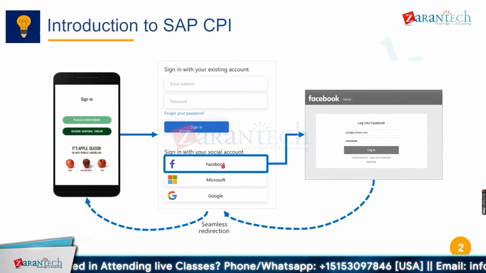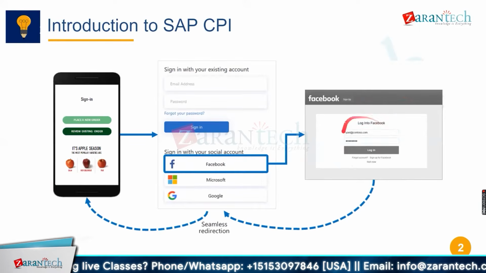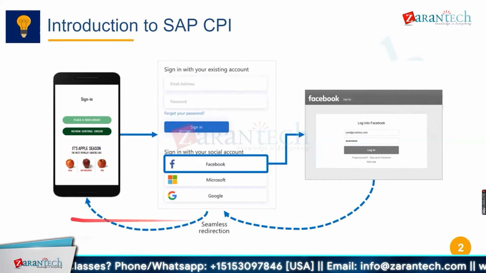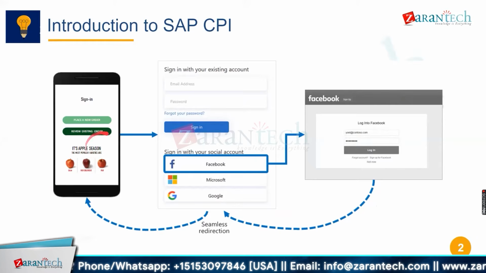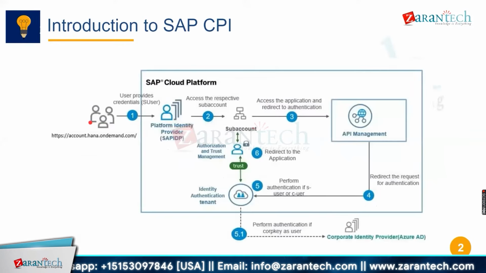Now, if you want to log in with any of these accounts, what you have to do: first you click on Facebook. It will redirect to the identity provider. If the user exists in its database, then it will allow the user to access the particular application, right? Now, the same concept is in the CPI, okay?